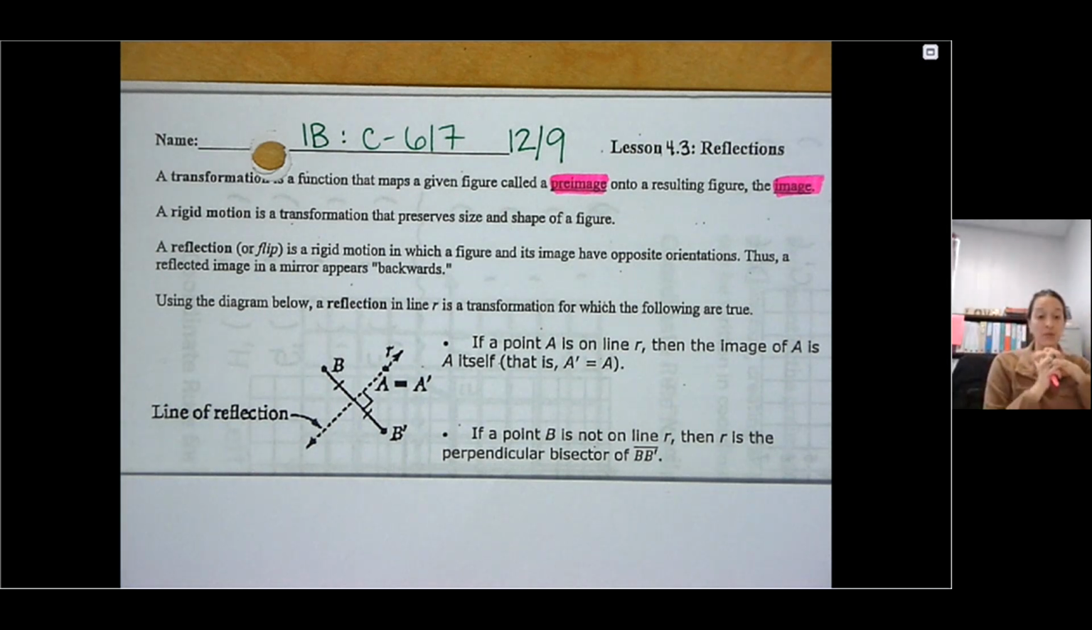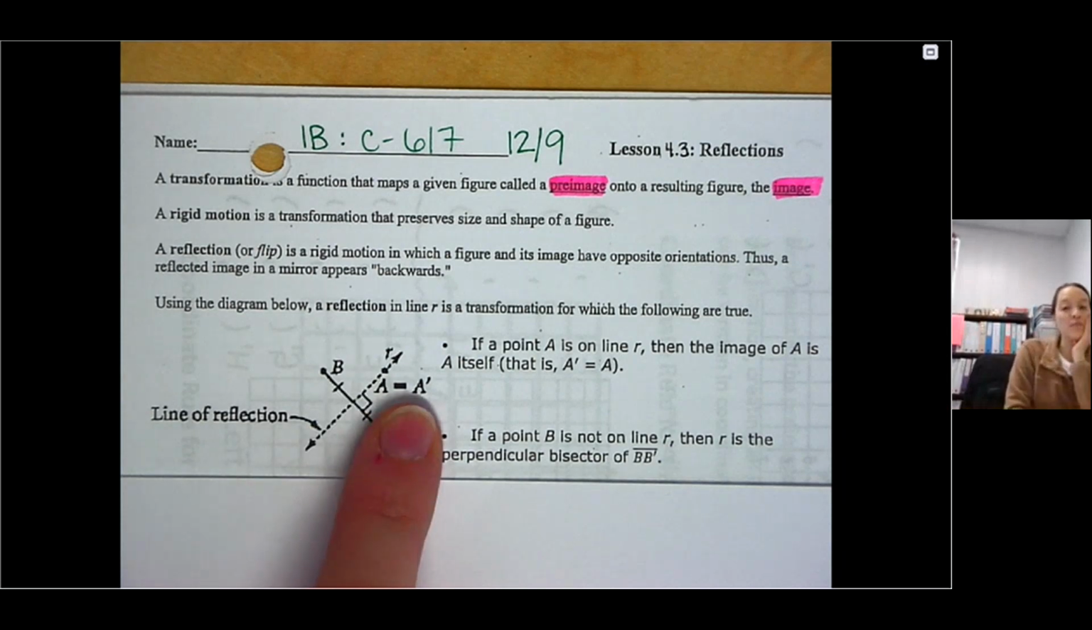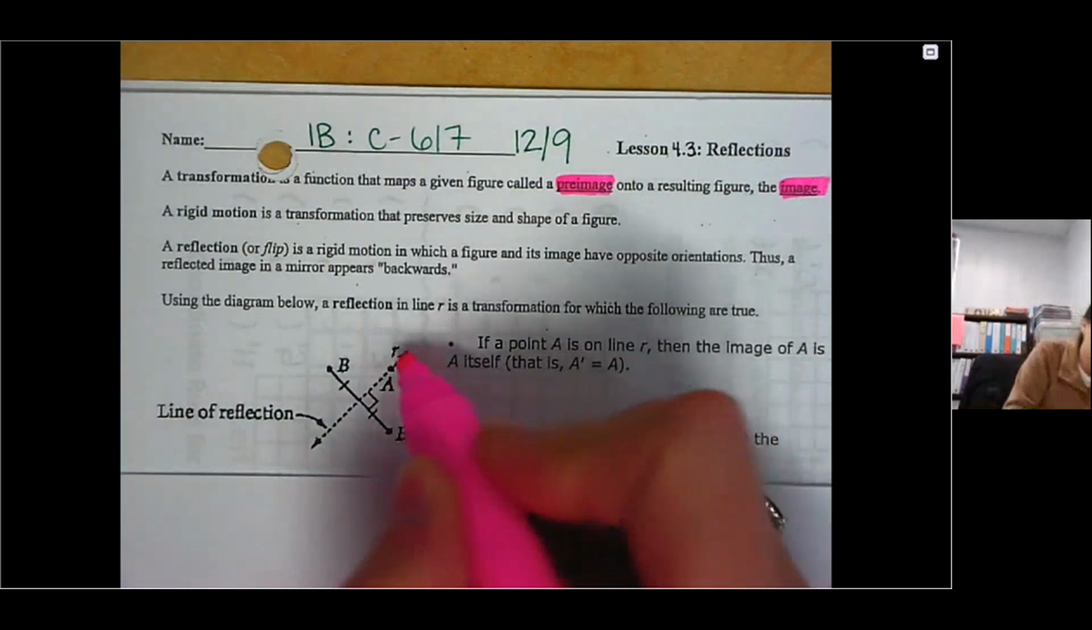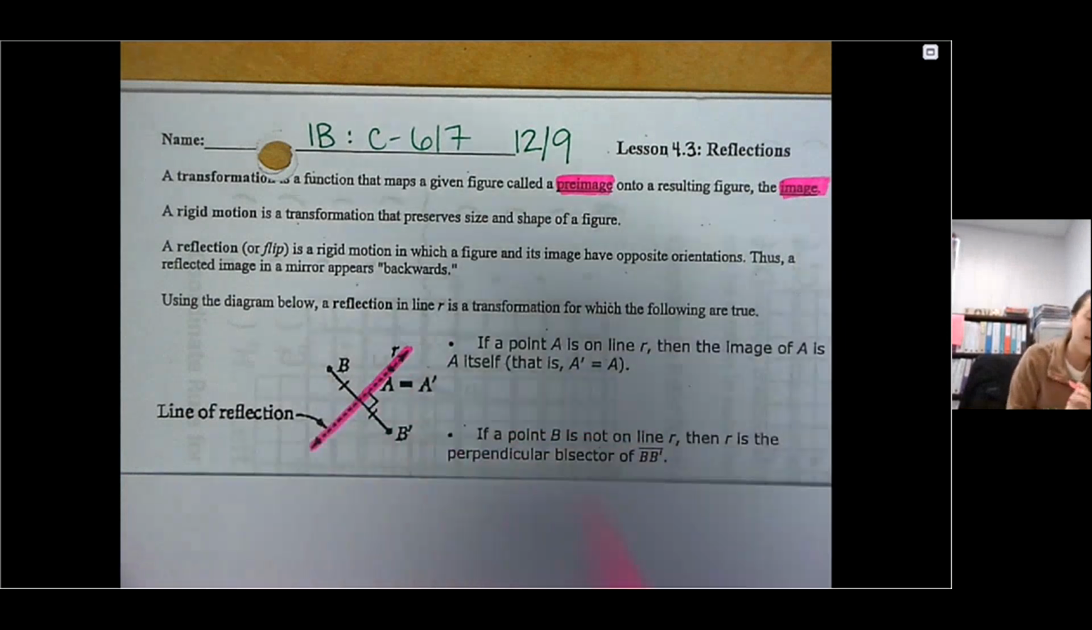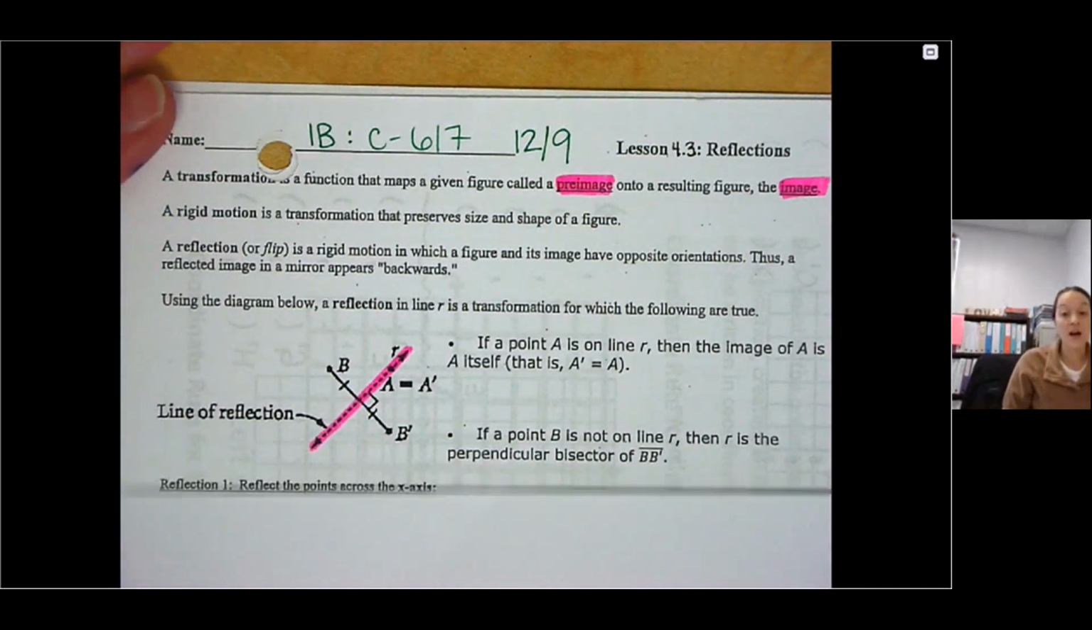Now, in the diagram below, a reflection in line R is a transformation for which the following is true. If a point is on the line of reflection, the line that you can think about as your mirror line, it is going to map onto itself. In other words, it's not going to move. If you're physically on this line of reflection, you don't go anywhere.